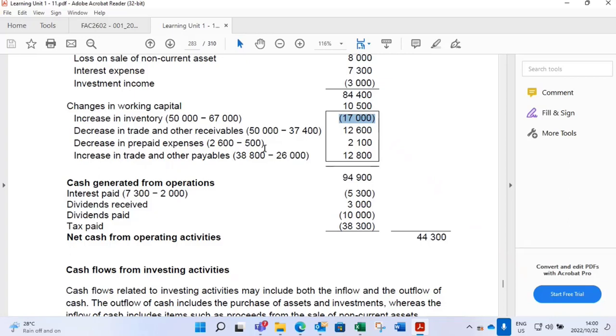The same applies to our trade payables. You will do the same thing. Did we pay too much or didn't we pay too much? In this case, they were 38.8. Now it's 26. So it means for us, we were not taking things in. At the beginning of the year we were on 38,000, but now we are on 26. So it means for this year we are not taking too many things on credit, so we made an increase on our side.